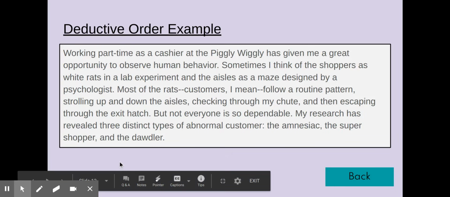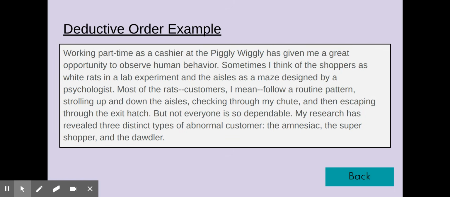Working part-time as a cashier at the Piggly Wiggly has given me a great opportunity to observe human behavior. Sometimes I think of the shoppers as white rats in a lab experiment, and the aisles as a maze designed by a psychologist. Most of the rats, customers I mean, follow a routine pattern, strolling up and down the aisles, checking through my chute, and then escaping through the exit hatch. But not everyone is so dependable. My research has revealed 3 distinct types of abnormal customer: the amnesiac, the super shopper, and the dawdler.